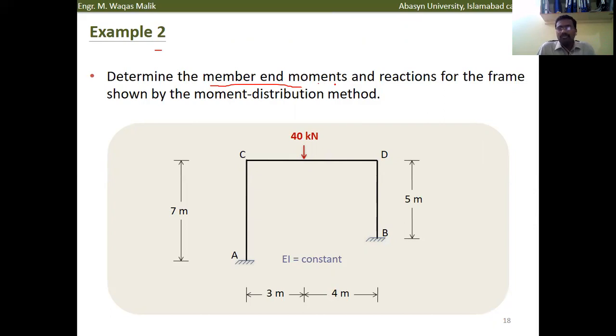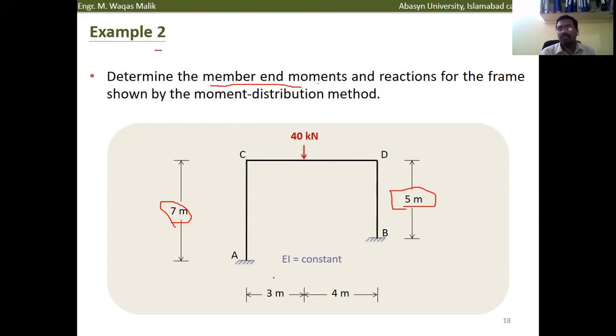So in the given problem we are given a three member frame of different leg sizes. The member A to C has a span length of 7 meter, while member D to B has a span length of 5 meter. This difference in the size of the legs indicates that this is a sway frame, which is going to sway. This is the difference in the legs.